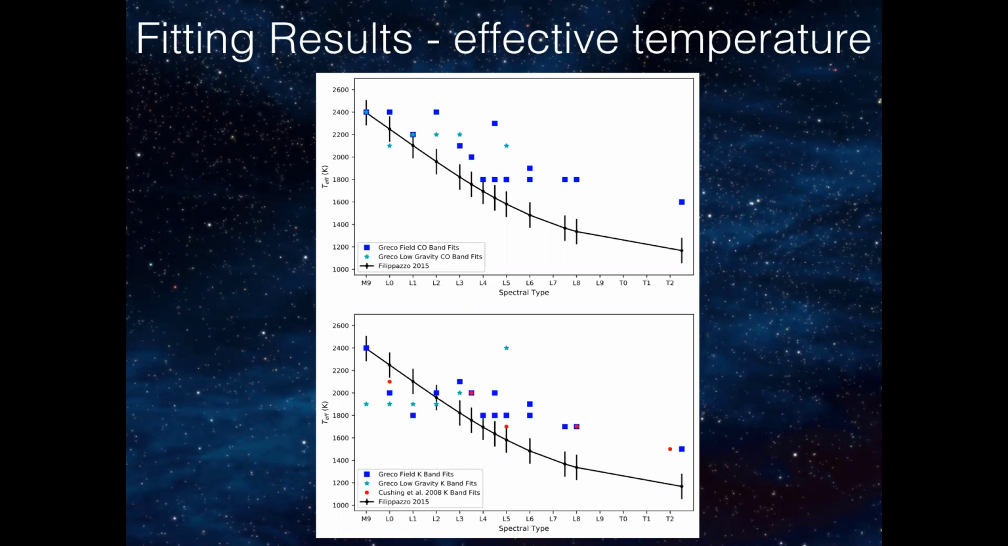So we noticed, first of all, that our effective temperatures tend to come out higher than those predicted by Filippazzo et al. 2015. We note, however, that they agree well in the K-band with those found by Cushing et al. 2008, using the same models at low resolution, and that the K-band temperatures tend to agree better with the Filippazzo relations than the CO band. And we think that's because essentially you get more information about your spectrum fitting over a broader wavelength range, you can fit more features.